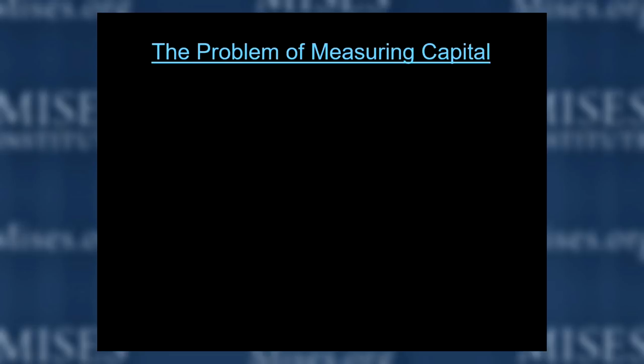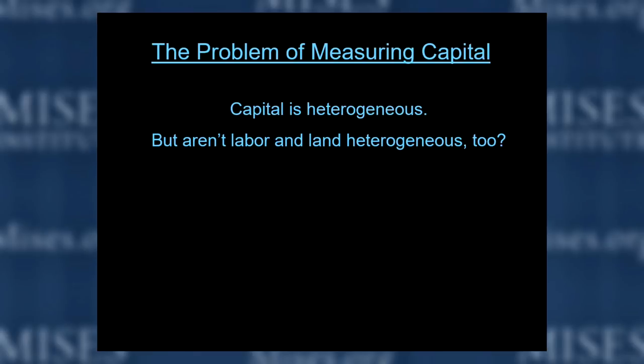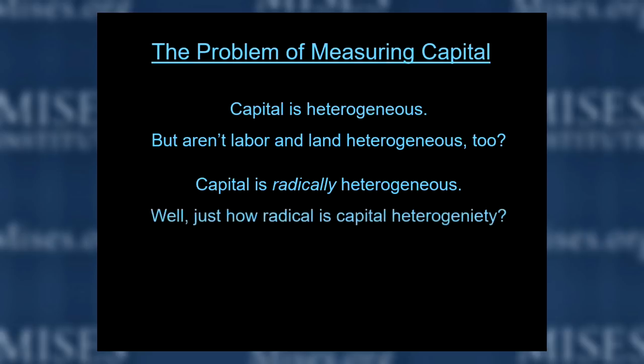Now there's a problem of measuring capital, and sometimes it's hard to get a handle on this. What's the problem? Okay. And one way of saying it is capital is heterogeneous. Now, it doesn't get very far. A lot of things are heterogeneous, okay? So that can't be it exclusively. Another one, let's see. But aren't labor and land heterogeneous too? Well, yeah. So what's so strange about capital? Let's go on. Capital is radically heterogeneous. Now, that sounds like something Ludwig Lachmann would say, okay? And that's fine. But we need to see what it means, okay? So just how radical is capital heterogeneity? So capital is dimensionally heterogeneous. All right.